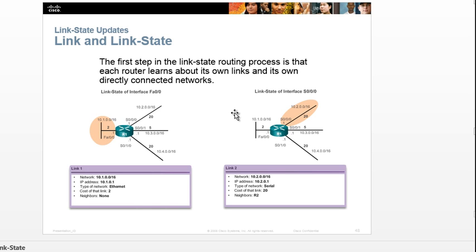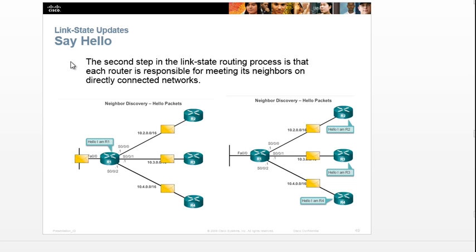So here we're seeing the first step in the link state routing process is that each router learns its own links and its own directly connected networks. So step 1 on link 1 is going to be to learn about the 10.1 network. And over here it's going to be to learn about 10.2. The second step is for each router to meet its neighbors on directly connected networks. That means those routers are going to start exchanging these hello packets.